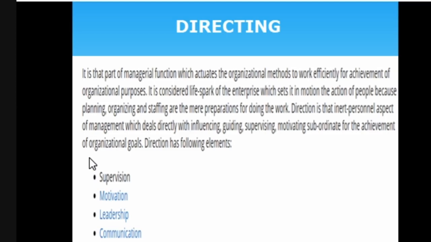So direction is the interpersonal aspect of management which directly deals with influencing, guiding, supervising, subordinating, right? So supervision, motivation, leadership, communication, these are the elements of directing. So the first three aspects, planning, organizing, staffing, tell how to do the work, right? So directing is where you are directly involved with it. You are directly involved in the process of doing the work, by either, if you are a head, supervising a group of employees, right?